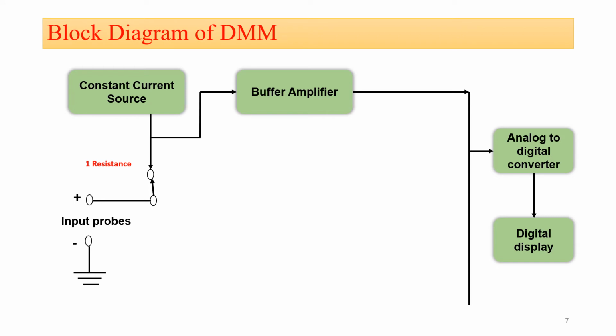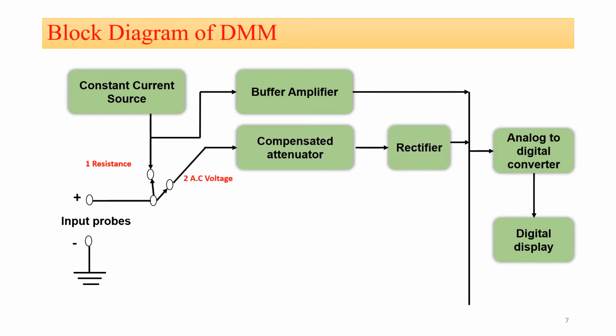Then the constant current source drives a current through the unknown resistance, and this produces a voltage across the resistance which is directly proportional to the resistance, and it is given to the buffer amplifier and then to the analog to digital converter. Then the analog to digital converter will convert the analog signal into the digital equivalent or digital signal, and it is displayed with the help of the digital display. Now this is how to calculate the values of resistance by using our digital multimeter.